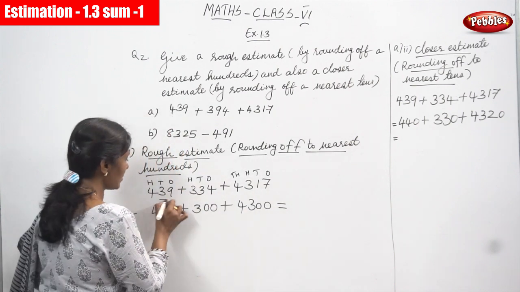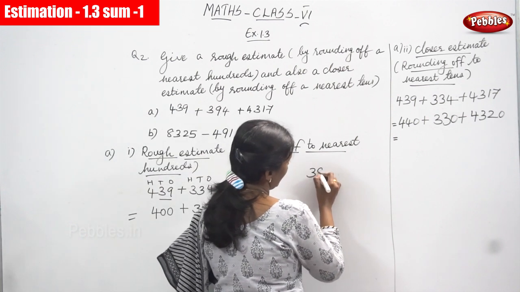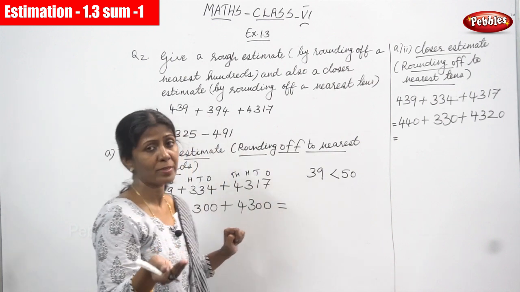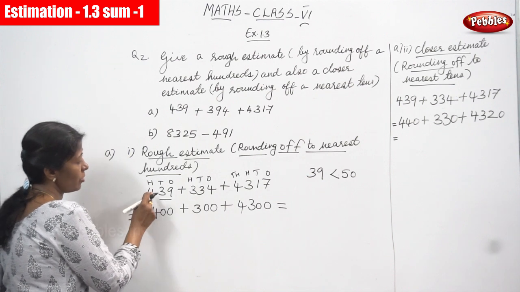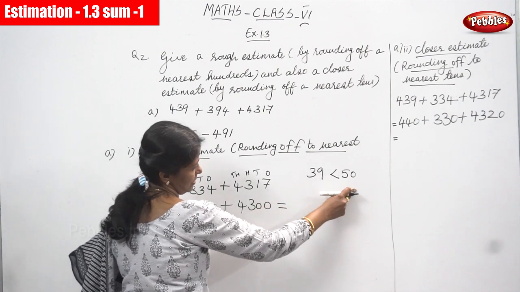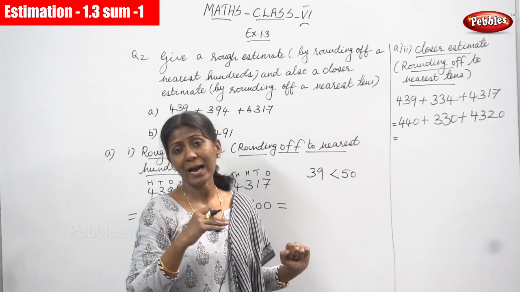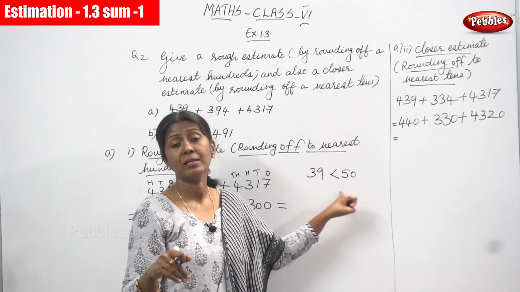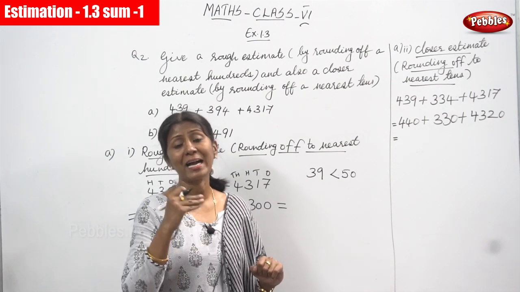So look at this number, this is 39. So 39 is what? It is less than 50. So the rule is, 50 and above means you have to add 1 to the 100 place value, that is 4 plus 1 is 5, and the last two digits become 0. But 39 is less than 50, it is not 50 or above, it does not come under the rule.